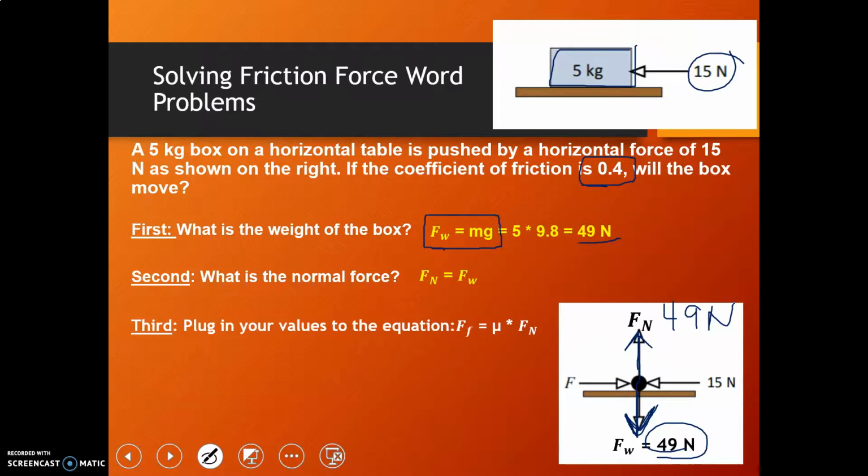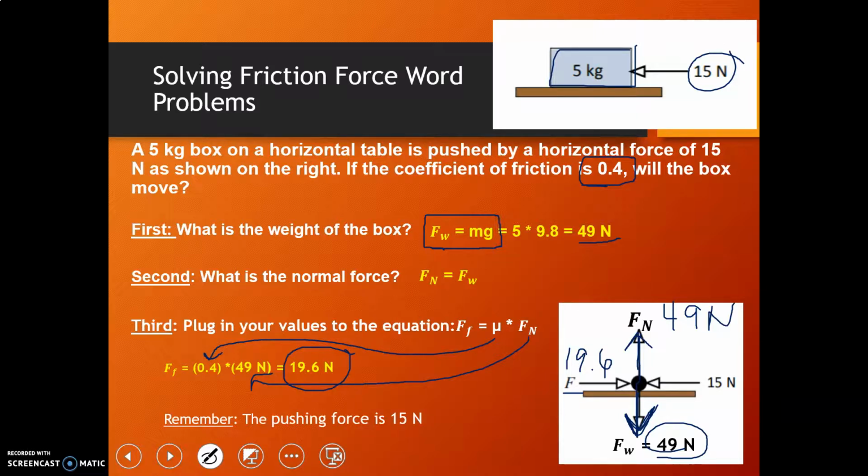Third, now you just need to plug your values into the equation. The frictional force is equal to the coefficient, which we said was 0.4, so we plug in 0.4, and we found that the normal force was 49. That means the frictional force is 19.6 newtons. So in our free body diagram, where we have friction, we can plug in that 19.6 newtons of friction is being observed on this box that we're trying to move.